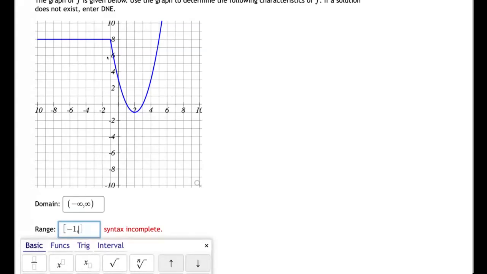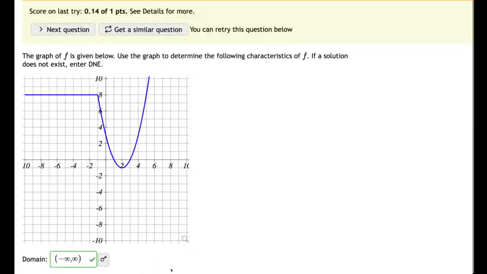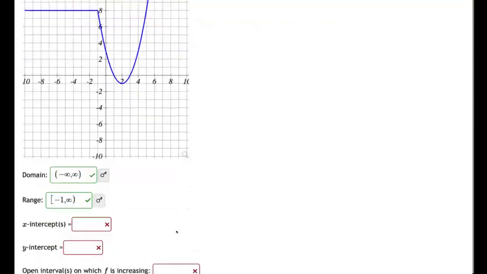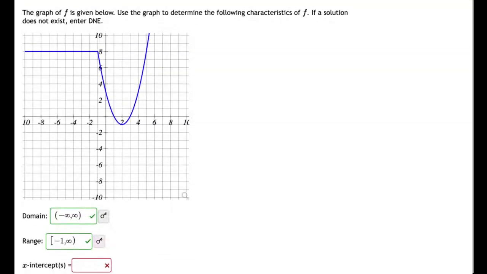And then comma. This does whatever it wants to do, but this is going to go up forever. So because that goes up forever, that's going to be positive infinity. We could never reach infinity, so we're going to use parentheses. Oops, I didn't mean to press enter. Those two are done. So pausing for a second. Questions on domain and range?